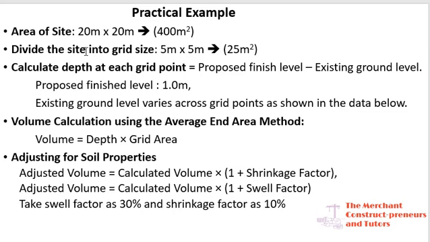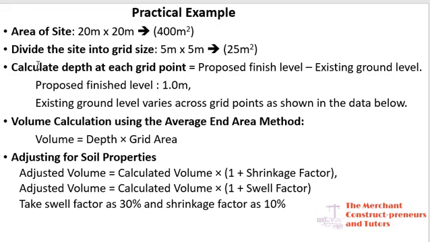Okay, now a practical example. The area of the site is 20 meters by 20 meters, given. So the area, 20 times 20, is 400 square meters, right? Now we are dividing the site into a grid, into different squares of 5 meters by 5 meters. So every 25 square meters, we are dividing the site into it, so that it will be easier for us to calculate the volume and also adjust accordingly.